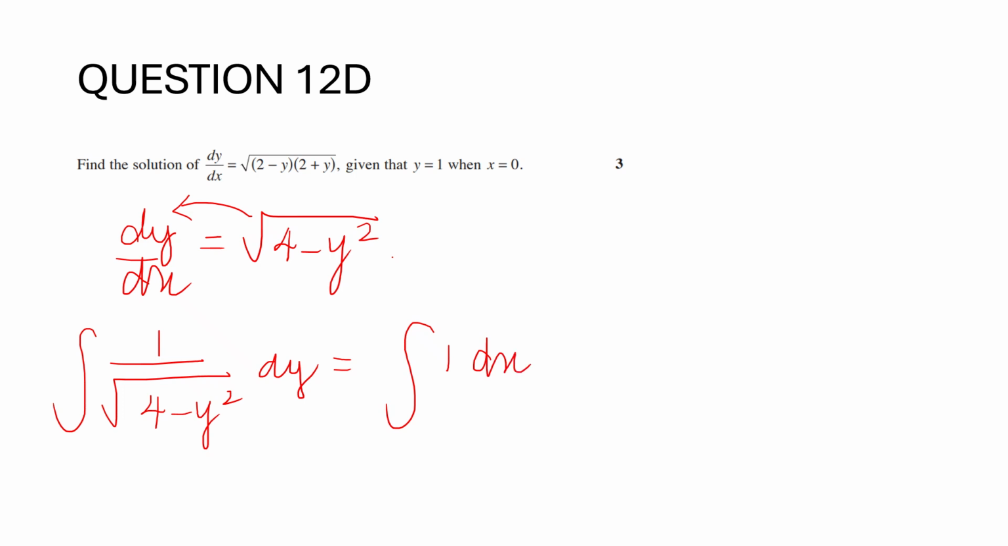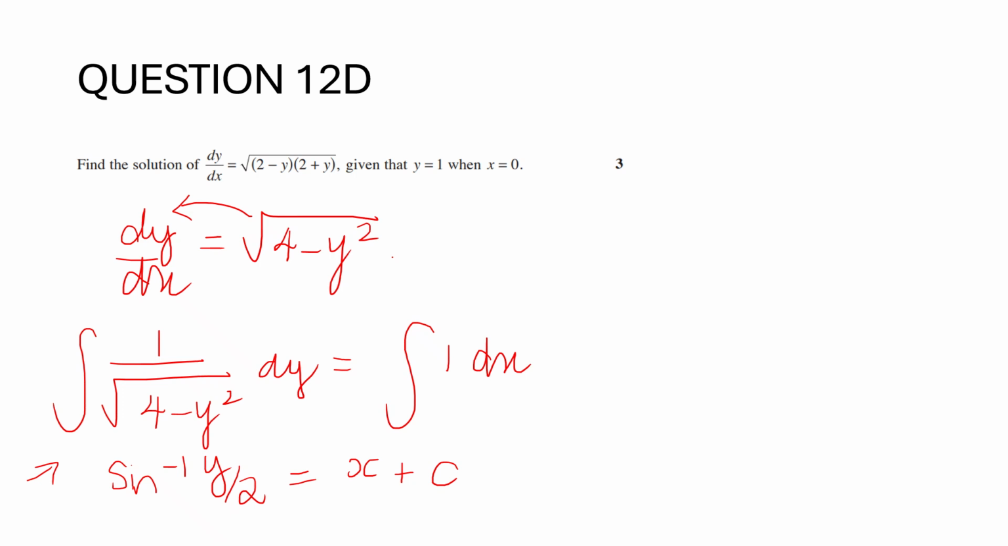Now this, of course, is inverse sine. Let's just grab the formula. Inverse sine. That is there. So it's inverse sine of y over 2 is equal to x plus c.